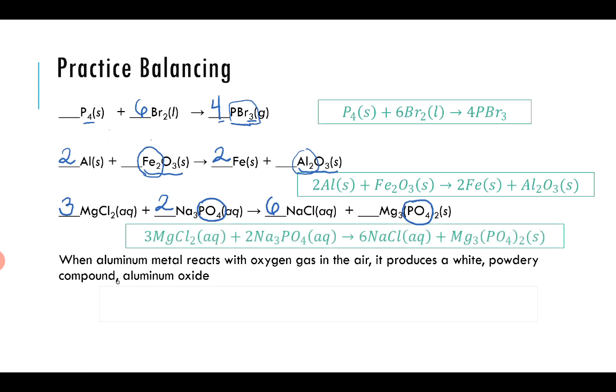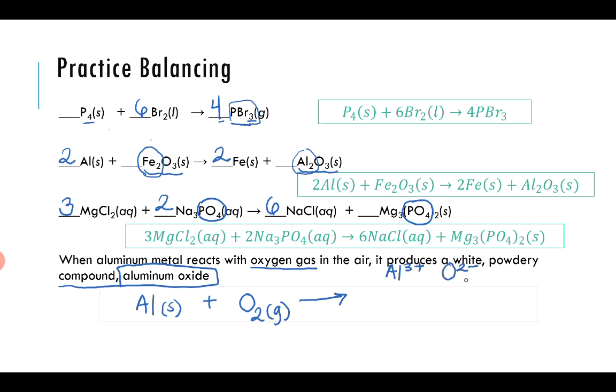For our last one, it says aluminum metal, and so that is Al, and it's saying metal, so that's a solid, reacts with oxygen gas, and so that is O2 gas, to produce a white powdery compound, aluminum oxide. All right, so this is when we get to practice our nomenclature. Aluminum has a common ion charge of 3+. Oxygen has a common ion charge of 2-. This aluminum oxide is following ionic nomenclature rules. So that's an ionic compound.